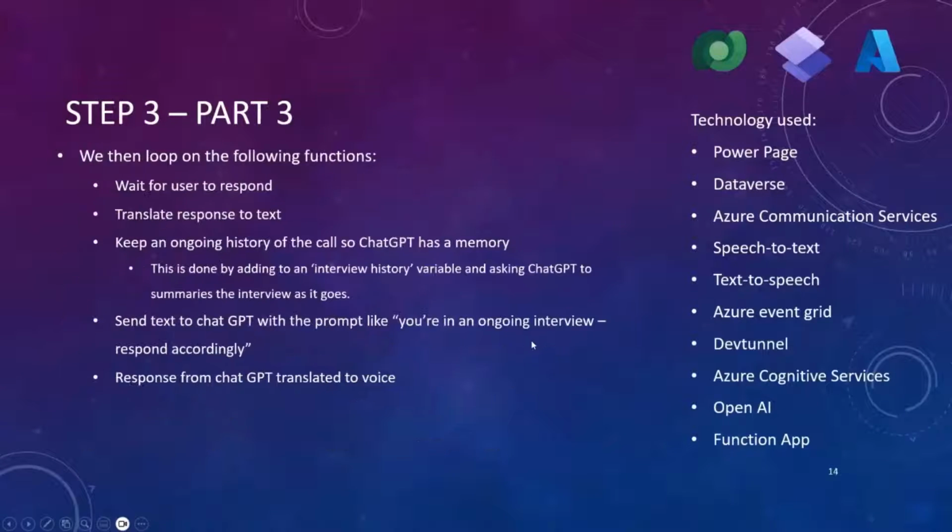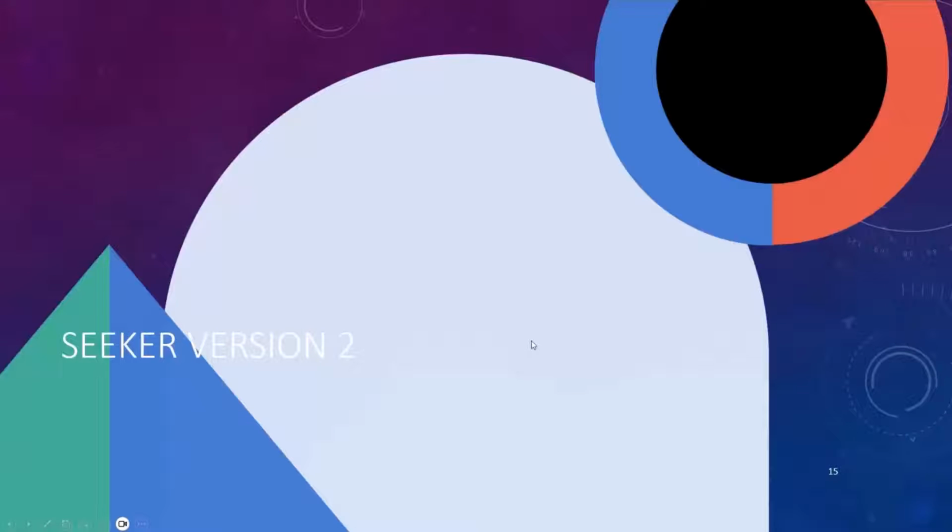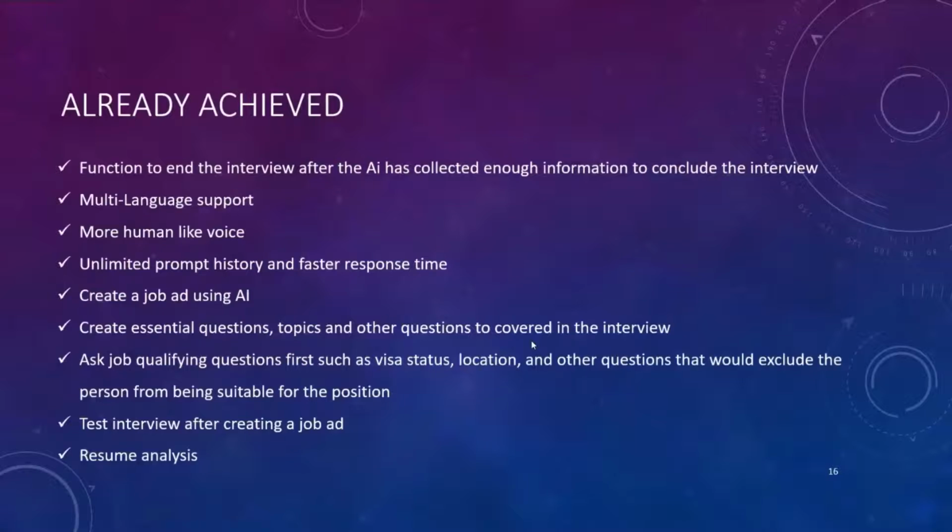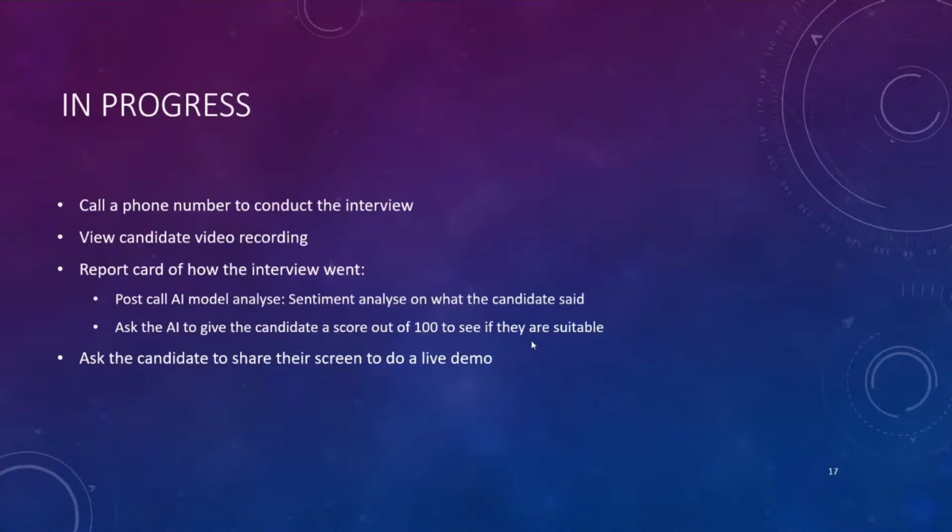So what you just saw was Seeker version 1, which is what we submitted to the hackathon. In the background, we've been working on Seeker version 2 because we've got a hiring manager who's interested in using this in the real world. So we've added some functions to conclude the interview if they don't answer a particular question. We've got multi-language support, so we had a use case for Spanish. We've got more human-like voice, and we've got a few other features you see on the screen.